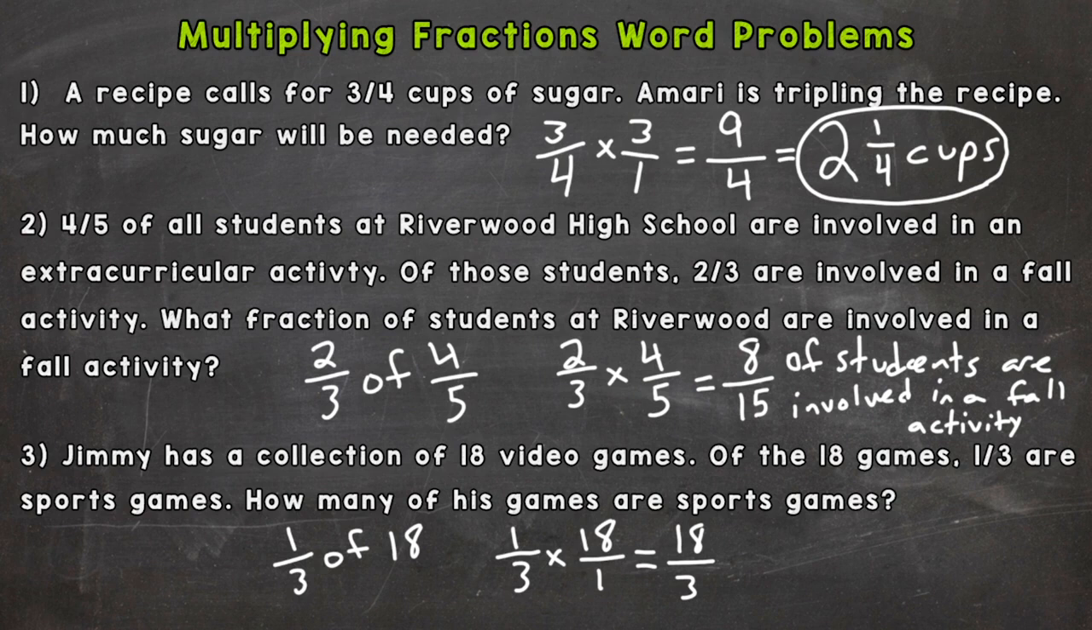We end up with an improper fraction, so let's divide to get our mixed number, or maybe it works out to a whole number. So 18 divided by 3, how many whole 3's can we pull out of 18? Well, 6. And that hits 18 exactly, so we do not have a remainder. So this works out to be a whole number. And hopefully in this situation, right, this makes sense. It has to be a whole number. How many of his games are sports games? Well, 6 are sports games.